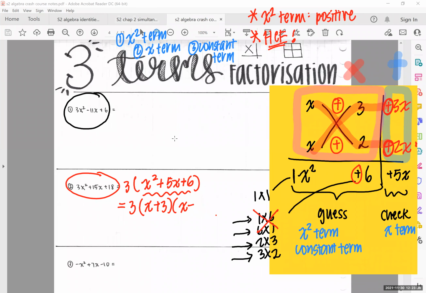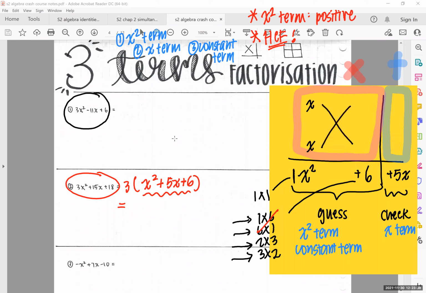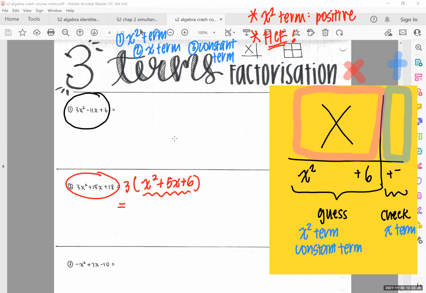Okay, so right now let's move on to number 3. It's harder than all of them. Number 3 is a little bit more difficult. I'll call this intermediate.